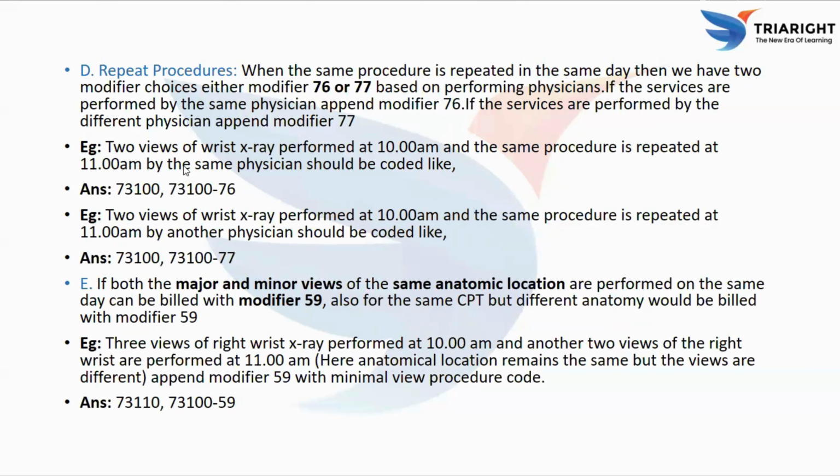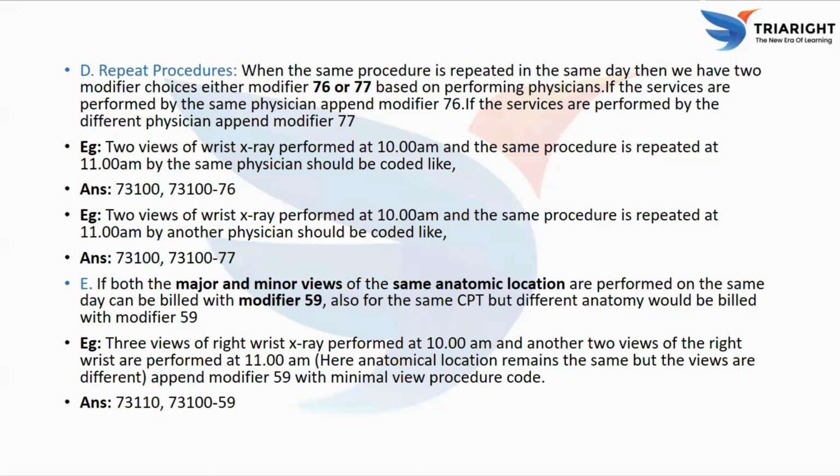So, X-ray CPT for repeat procedures and modifiers. When the same X-ray procedure is performed more than once on the same day, you must decide: was it repeated, who repeated it, was it the same or different views or anatomy. Each answer leads to a different modifier. So what are the repeat procedures, 76 or 77? A repeat procedure means we have the same CPT code, same body part, same day, which is performed again because it was clinically necessary.